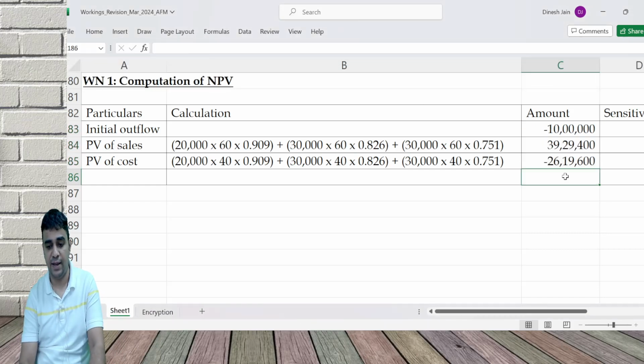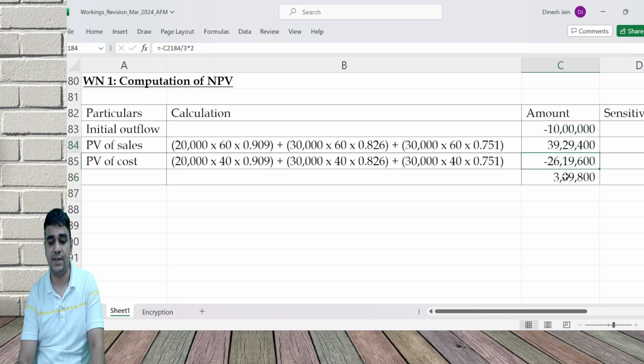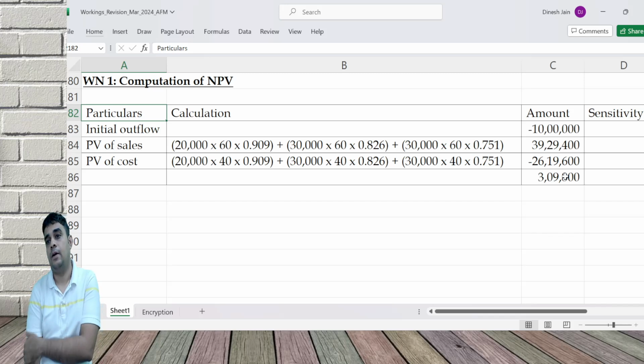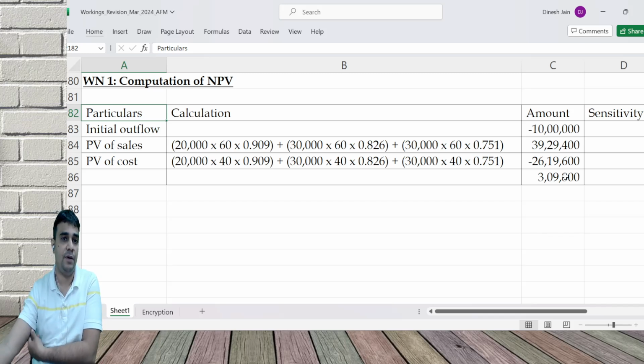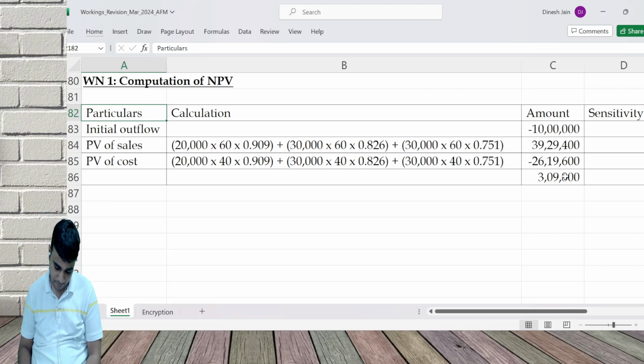NPV is 309,800. There are a lot of tricky adjustments here. Any doubts on the NPV number? Can you proceed? What are the first sensitivity they asked on?